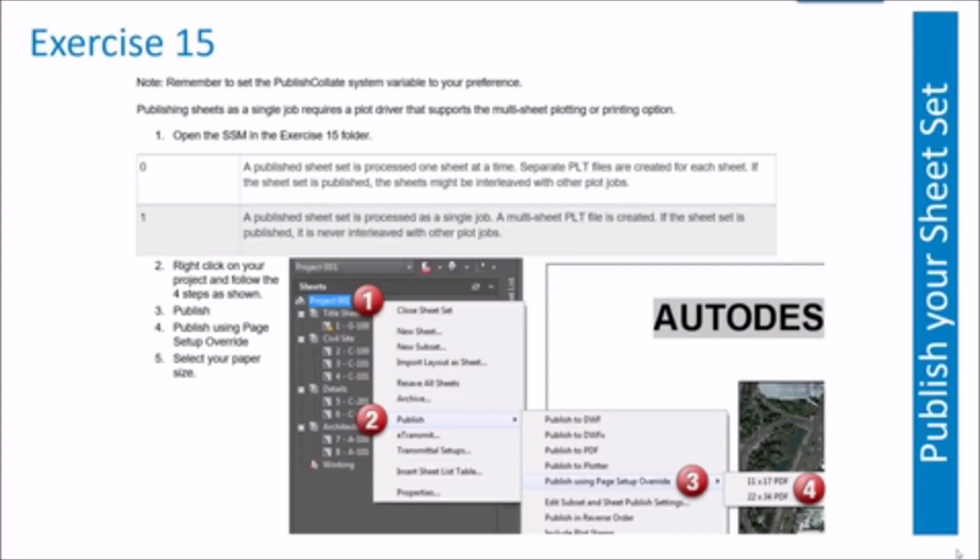Now what we want to do is make sure we can print these all in one click. The publish collate system variable I went through an earlier exercise, but just remember, if set to 0, you're going to get the sheets as they're displayed, 1, 2, 3, 4, 5 in order, which is great. If set to 1, it's going to come out and say, where do you want to place your sheet set? Let's go publish our design project.